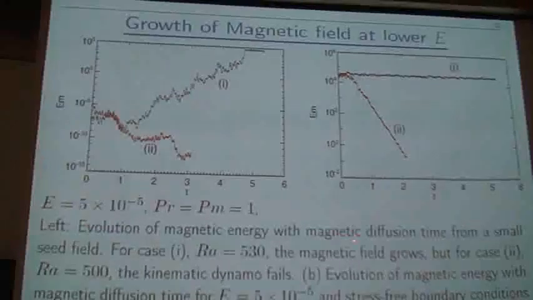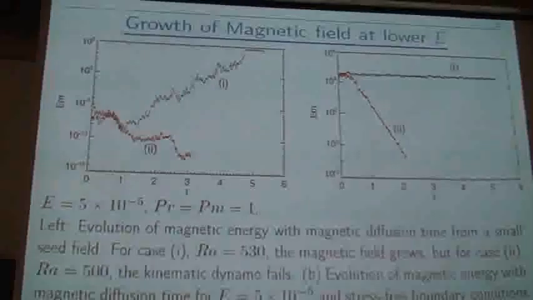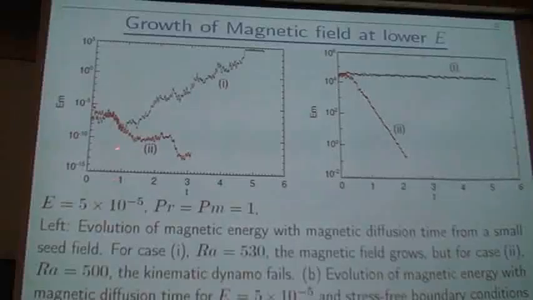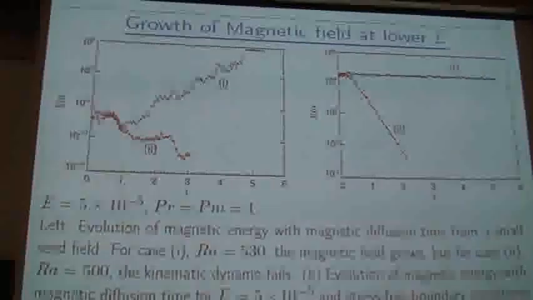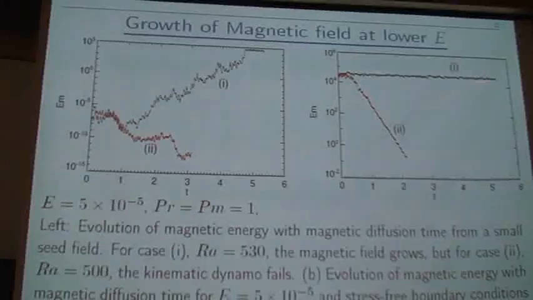Left is the evolution of magnetic energy from a small seed field state. On the right is what happens when you start with large fields. So now what do we see here? The critical point for onset of instability is now between 500 and 530, somewhere between 500 and 530 is the onset of kinematic dynamo action. But this black one up here is at 400, so again, this is quite subcritical.